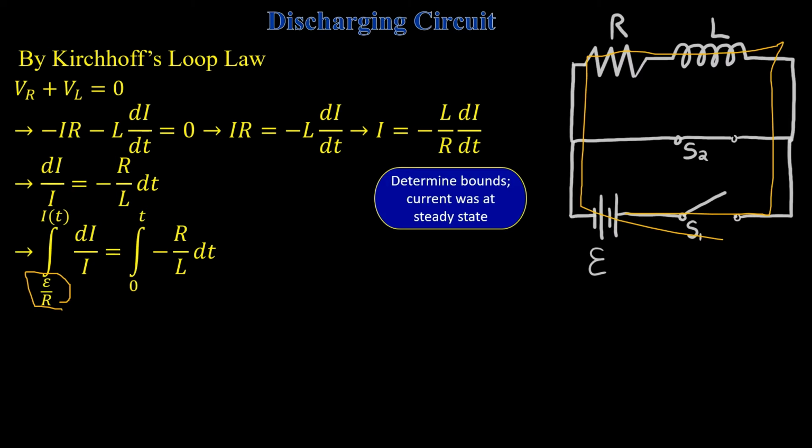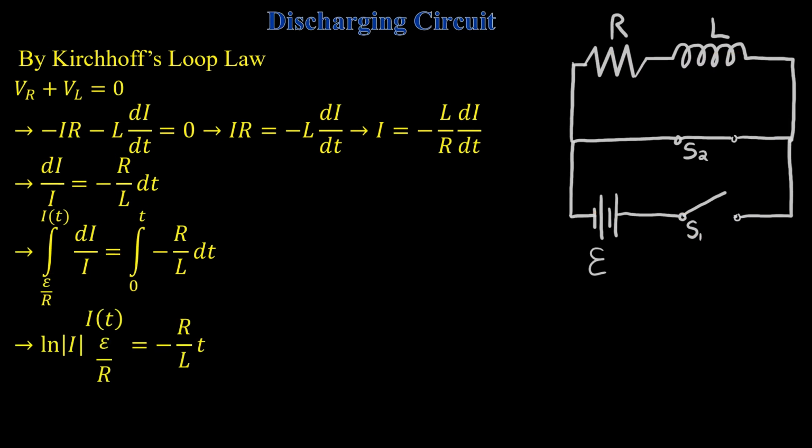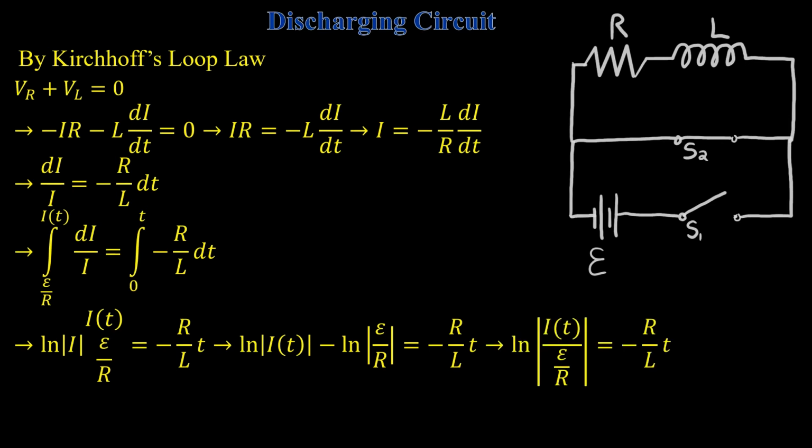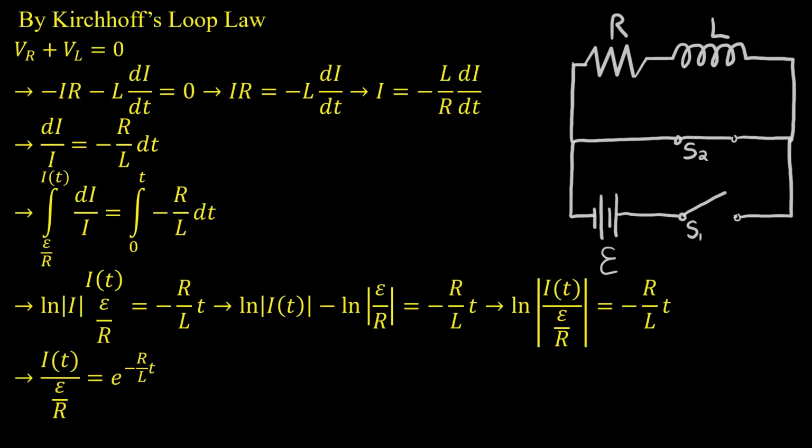Now this is a pretty simple equation to solve. Again, di over I, it's ln of I. So ln of I, plug in the bounds on both sides. And then you just get the bounds plugged in, ln of I of t minus ln of epsilon over R. Properties of logs again. Now you raise e to both sides, and it basically gives us the answer. So the answer is I of t, it's epsilon over R, e to negative R over L t.